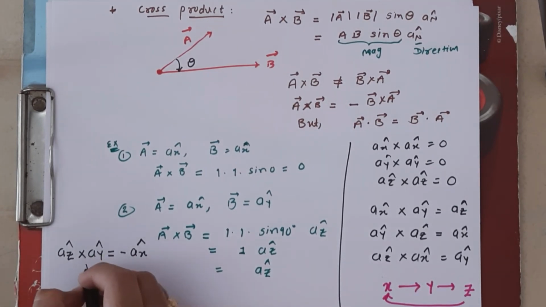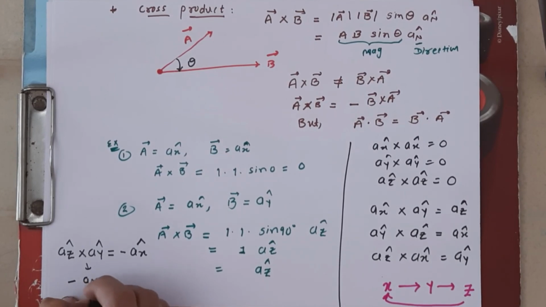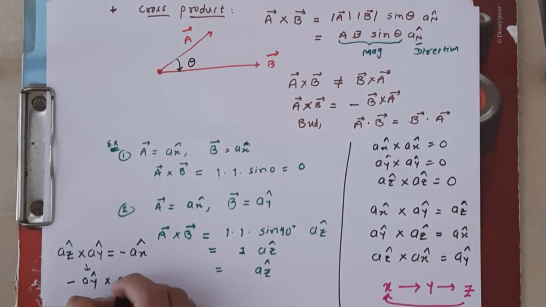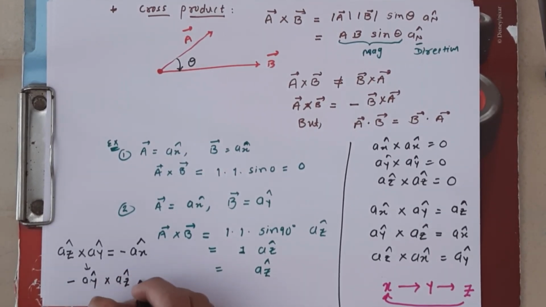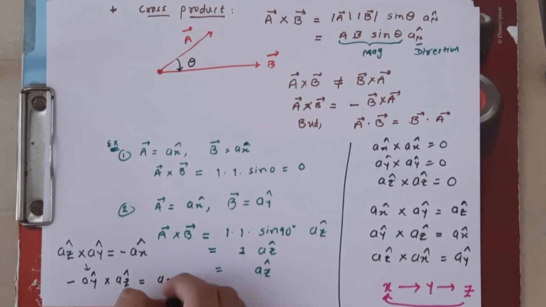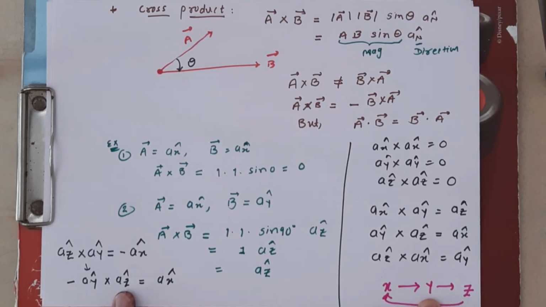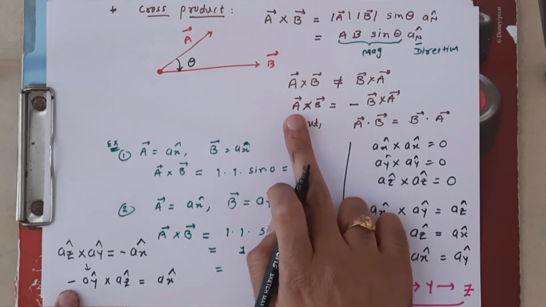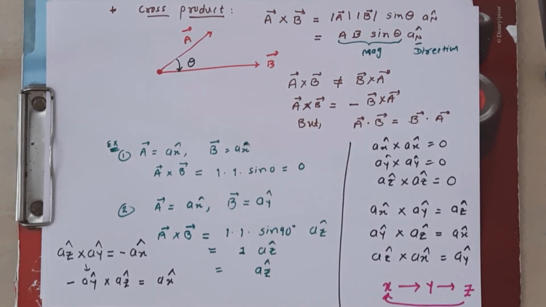Or you can write it in this way also: minus AY cross AZ is equal to AX. Now it is correct. See here, Y, Z, and then X. So I have to just write the negative sign. I have to follow these rules. A cross B is equal to minus B cross A. So it's just a simple dot product and cross product between two vector quantities.